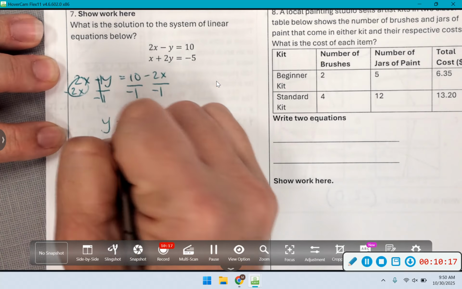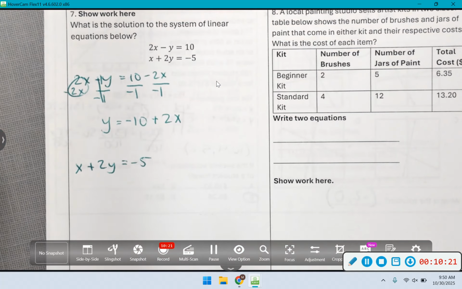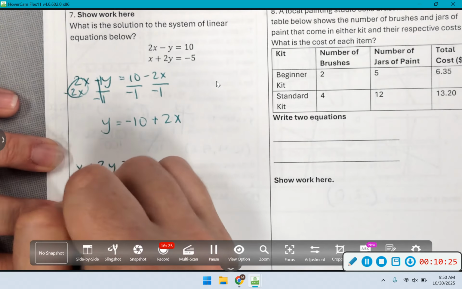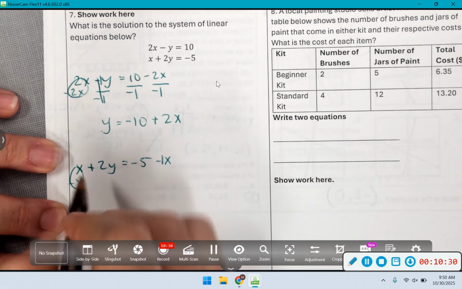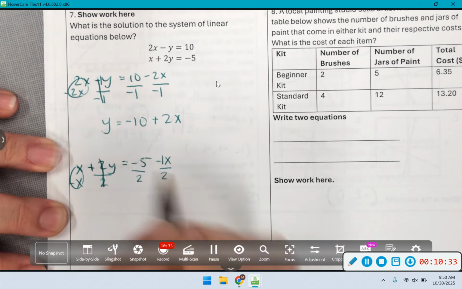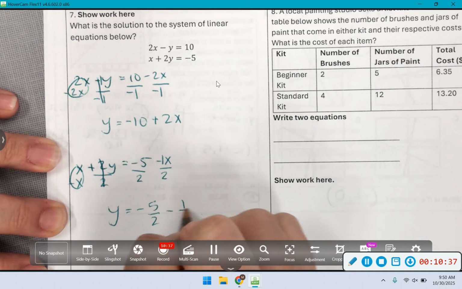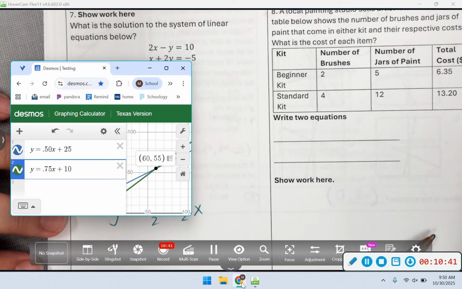So that leaves me with y is negative 10 plus 2x. Use your calculator to simplify, or type it just like this. Okay, here minus x, and again you put a 1. Divide everything by 2. And that one is as simple as it gets. And we're going to type those in our calculator and see where they touch.